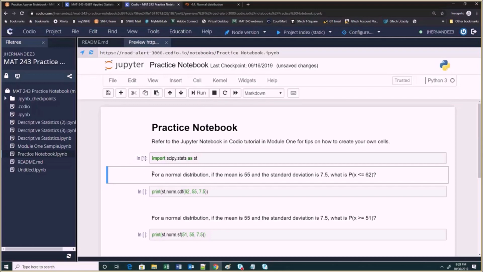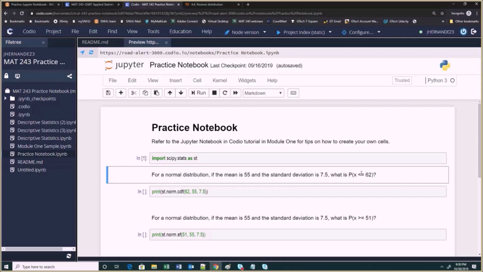So here's the first example. For a normal distribution, if the mean is 55 and the standard deviation is 7.5, what is the probability that a given x value is less than or equal to 62? So our critical value is 62, and we are interested in the probability that is less than that. Clearly, the area that gets highlighted is going to be less than 62, on the left side of 62 all the way to the end of the distribution.